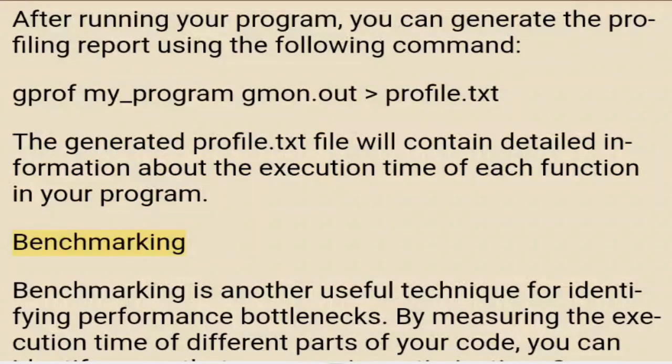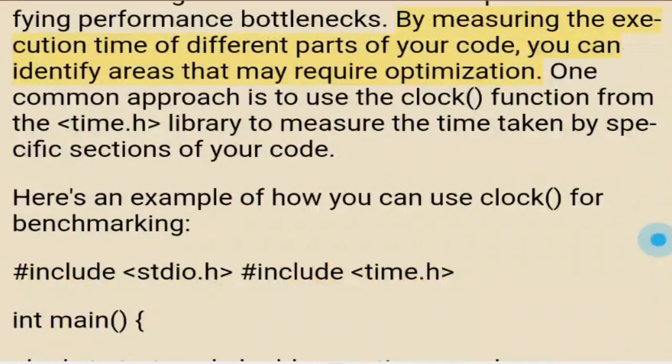Benchmarking. Benchmarking is another useful technique for identifying performance bottlenecks. By measuring the execution time of different parts of your code, you can identify areas that may require optimization. One common approach is to use the clock function from the <time.h> library to measure the time taken by specific sections of your code. Here's an example of how you can use clock for benchmarking.